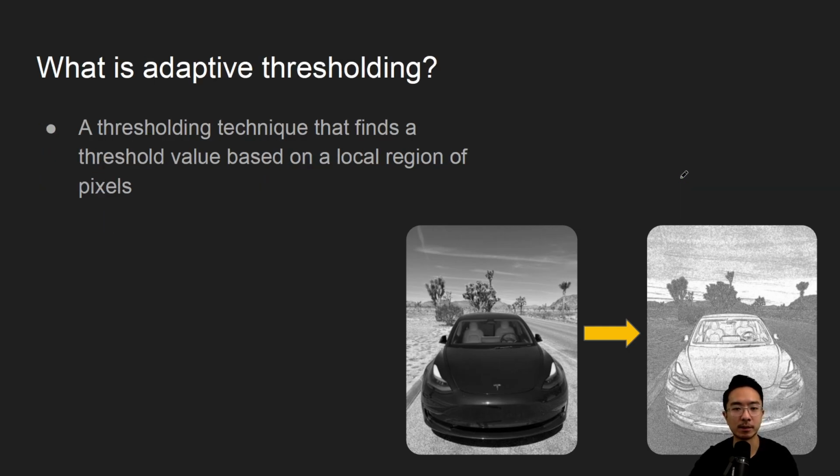So what is adaptive thresholding? It's a thresholding technique that finds a threshold value based on a local region. As before, where we talked about just plain thresholding, we looked at a threshold value that's a global value, so it applied to the whole image. For adaptive, we're looking at a local region, okay?